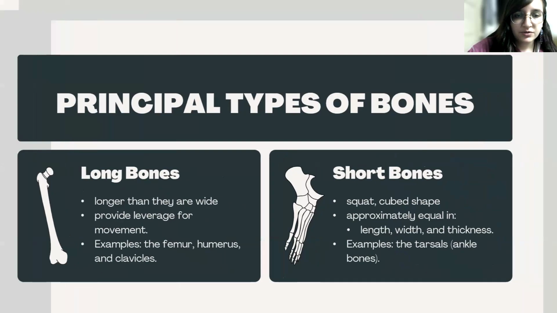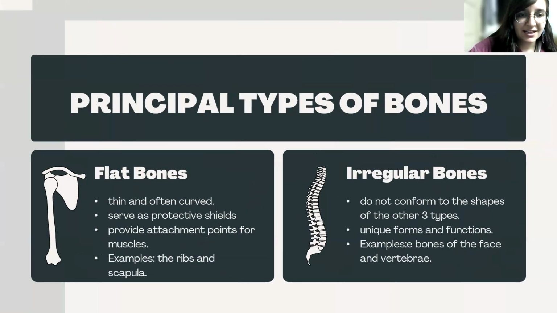Let's go back to the slide. And also they provide attachment points for muscles. So muscles are usually attached to these flat bones. An example you saw just now, the ribs, and the scapula, above your arm here and below your neck. Those are examples of flat bones.